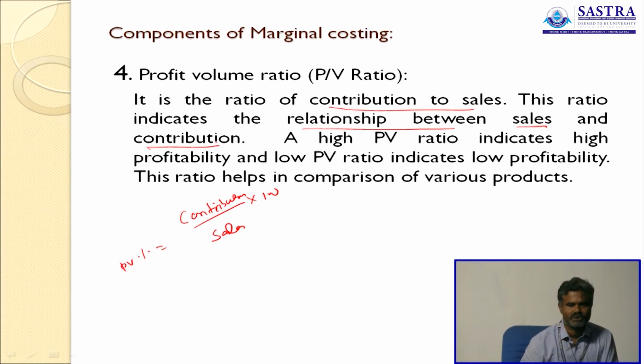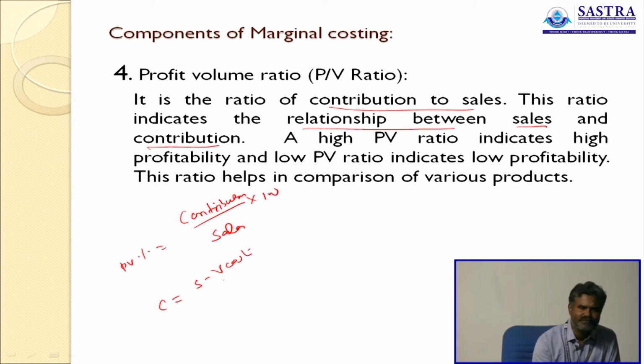Sales and contribution. What is contribution? Contribution equals sales minus variable cost. So, the difference between sales and variable cost in terms of rupees, this is contribution. The relationship between sales and contribution is called PV ratio. So, simply, contribution is nothing but PV ratio.